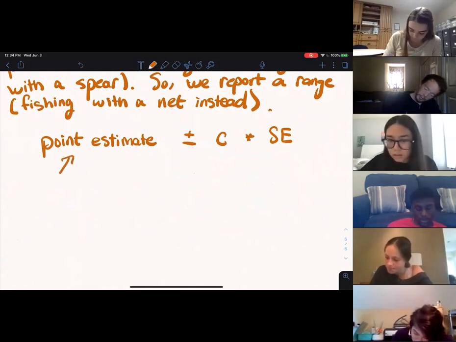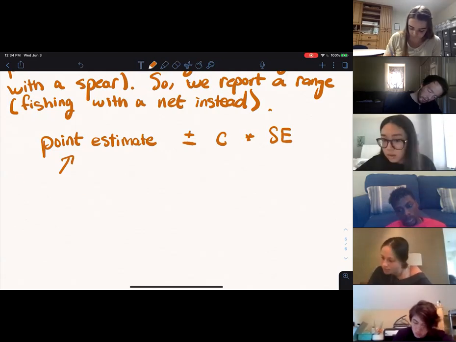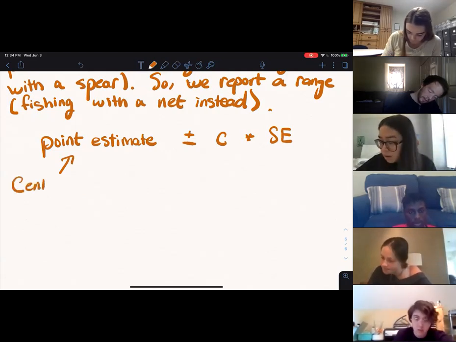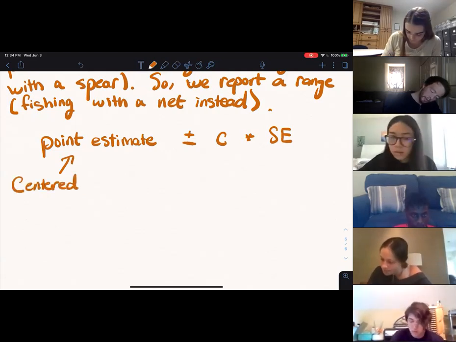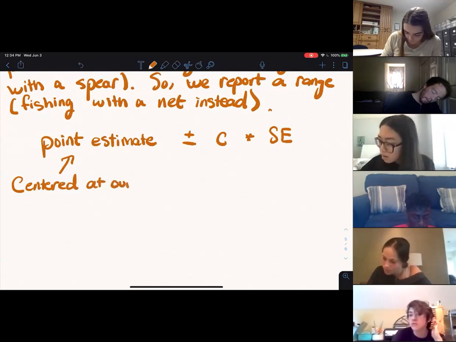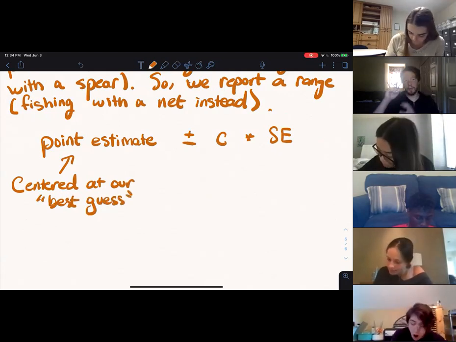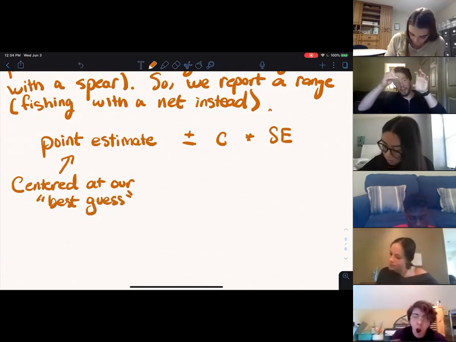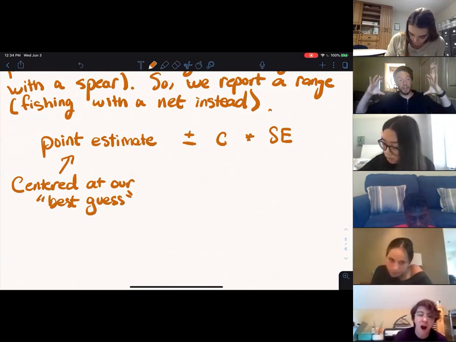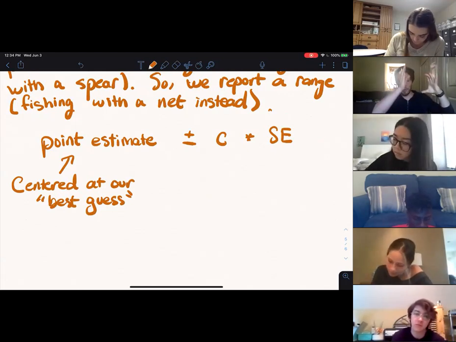So this is the point estimate. The idea is that the confidence interval is centered at our best guess, right? This is an interval, so we take our best guess and we subtract this value and add this value. So we're going to get a range of possible values that are centered at our point estimate.